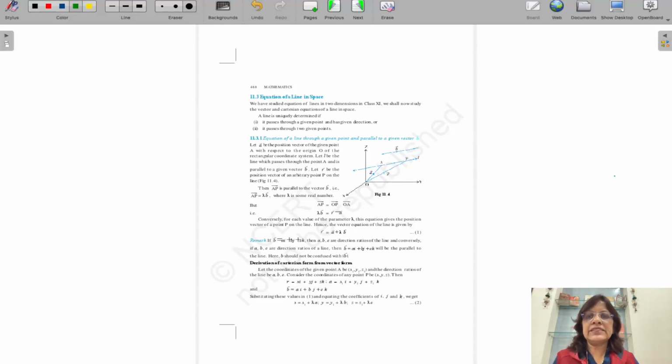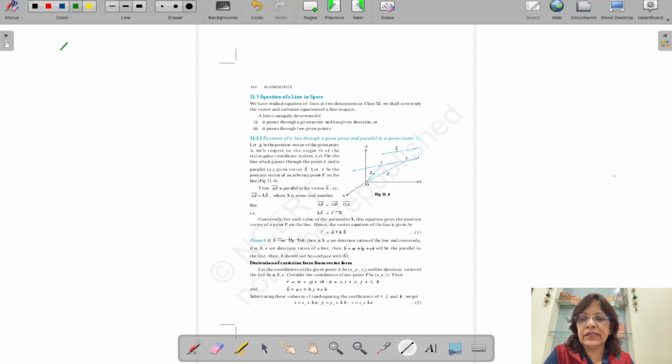Hello students, in this video we are doing the topic straight line. A straight line in class 11 we have also studied, but that was a straight line in 2 dimensions. If you remember, in 2 dimensions we had different forms of a line: slope intercept form, two point form, equation of a line passing through a point with a given slope. So 5 forms were there.